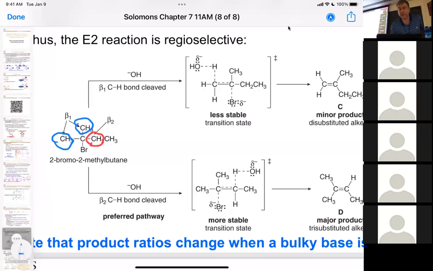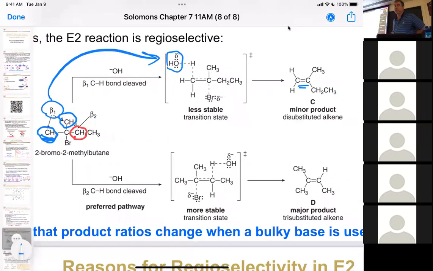Okay. So if we were to come in with our base and get our transition state to come out to the beta 1 carbon, the outside one, we're going to end up getting a terminal alkene, right? Because we had a methyl group here. We're going to use this methyl group. That's going to give us a terminal alkene and give us our product here. Well, it's an alkene. It's disubstituted, but it's terminal.